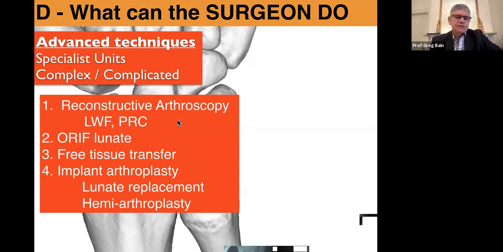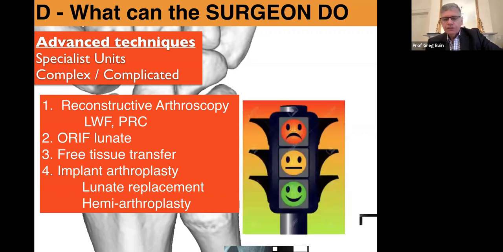All of these techniques are really advanced techniques, and in my opinion should still stay within the specialist units in those areas where people have the appropriate training. So we use this simple stoplight concept, and for the training I think it hopefully is quite useful, and certainly for junior consultants, and it just helps give some direction as to where you might take your patient.